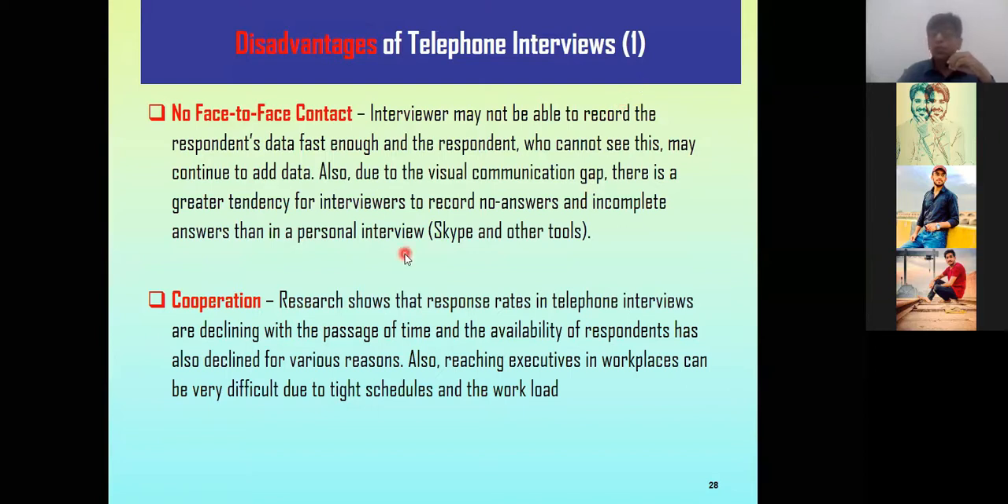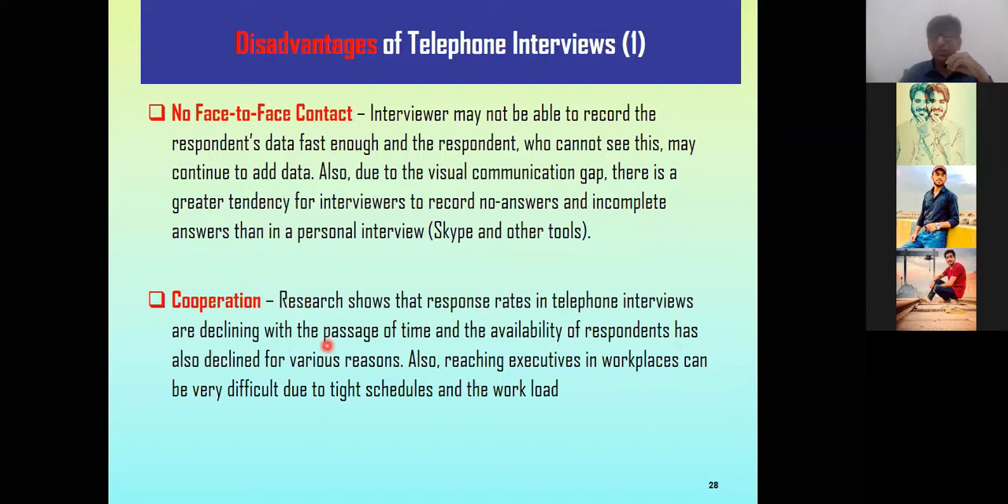So the best tool right now, instead of conducting a telephonic interview, is that you can go for Skype. It's a free tool. Through Skype, or through Zoom, the software you are using right now, or Google Meet, several free tools are also available where you can conduct the interview.